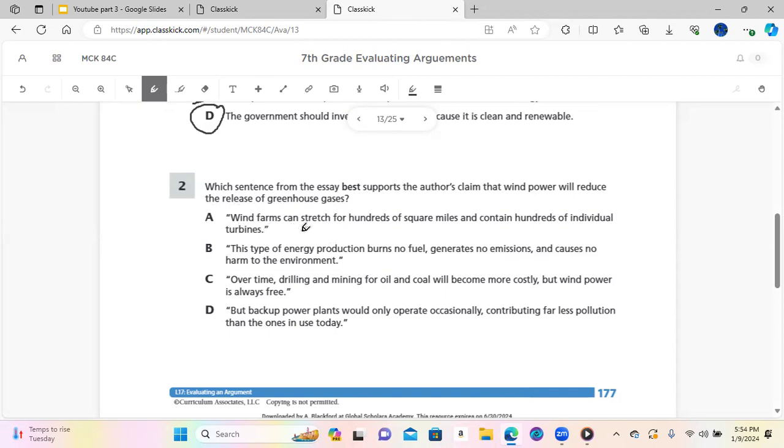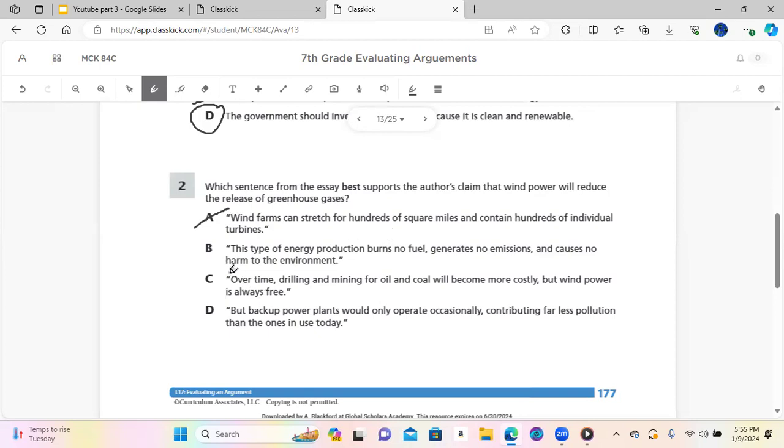A, wind farms can stretch for hundreds of square miles and contain hundreds of individual turbines. Is A correct? A is incorrect. It states a fact about wind farms, but it doesn't relate to emissions or anything relating to the environment and greenhouse gases. So that's incorrect. B, this type of energy production burns no fuel, generates no emissions, and causes no harm to the environment. That's definitely correct.